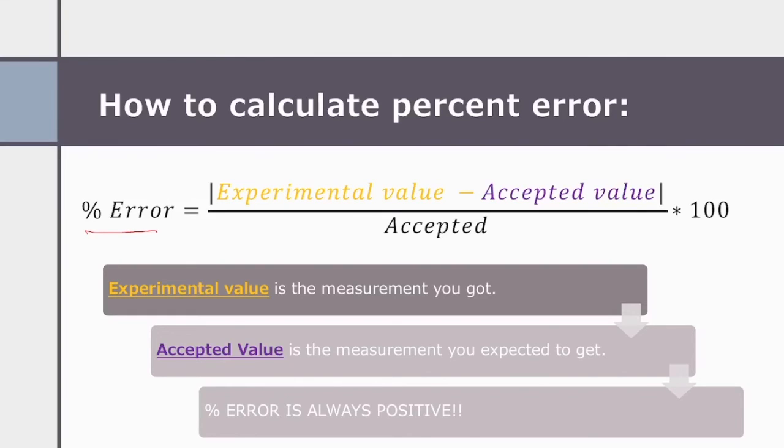For our class, percent error is always going to be positive. So we have these absolute value bars on either side of the top of our fraction in that equation. That's just to make sure, because most of the time our experimental value is smaller than our accepted value, that we're always producing a percent error that is positive.